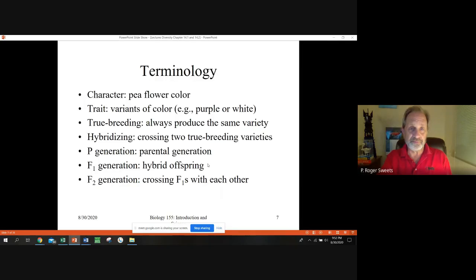Now, before we get into that, some quick terminology, and certainly this chapter is full of incredibly important terminology. We have, in Mendel's terminology, a character, or sometimes called a factor of inheritance, which is like pea flower color. And then there was a trait within the pea flower color, such as the variance of color, such as purple or white.